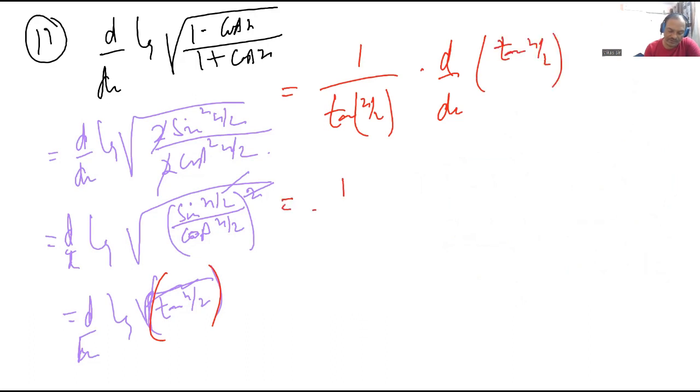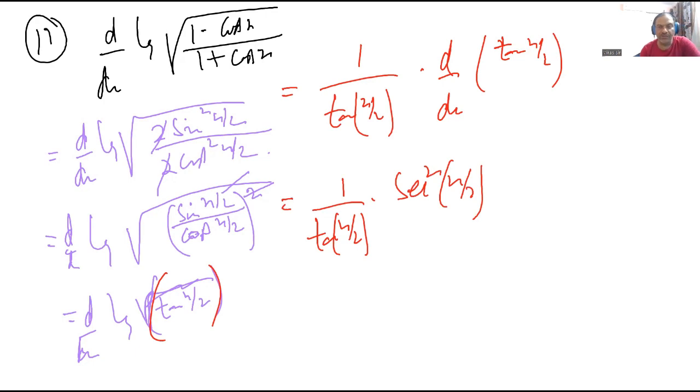And I will be having 1 over tan x by 2 times sec square x by 2, because we know that the differentiation of tan x is sec square x. Now this is sec square x by 2. Furthermore, I have to differentiate d by dx of x over 2. First, log, then tan, then x by 2.